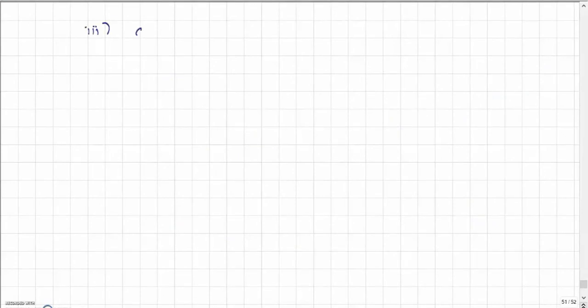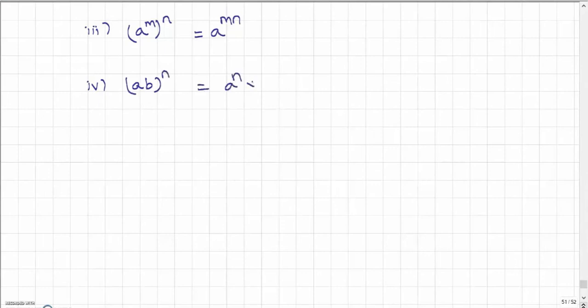Next, if you have a power m raised to the power n, you can simply multiply these two. That is, you should write it as a power mn. And note this also. If you have ab raised to the power n, it can be written as a power n multiplied by b power n. If you have a by b raised to the power n, then it can be written as a power n divided by b power n.